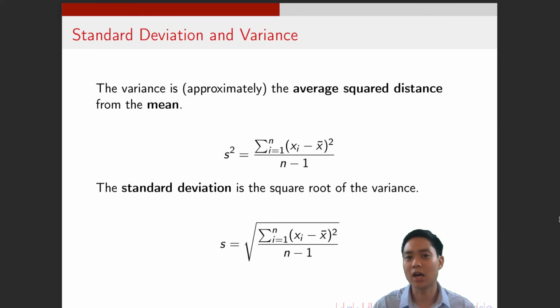A measure of spread that's commonly used is standard deviation and variance. For the variance, we have this complicated formula here, but you don't have to worry about it. The idea is that it's the average squared distance from the mean. We take the mean, find the distance of each of the numbers from that mean, square it, and then take the average of those numbers. Then the square root of that is the standard deviation.